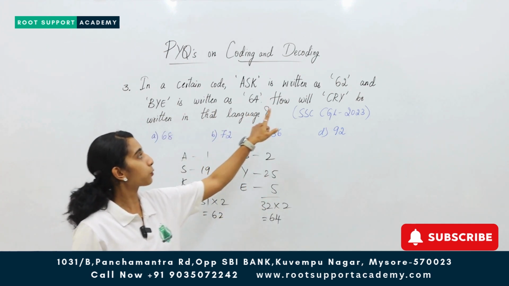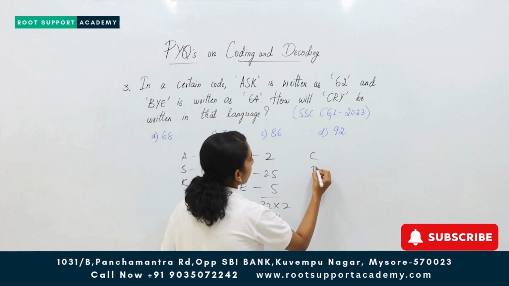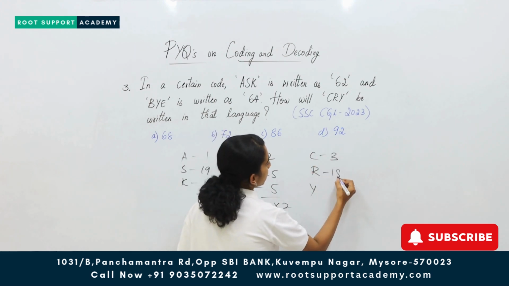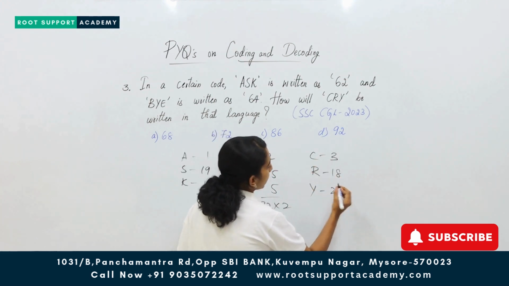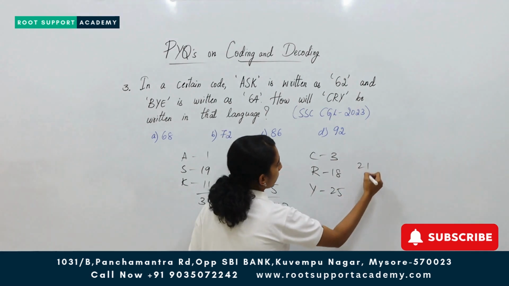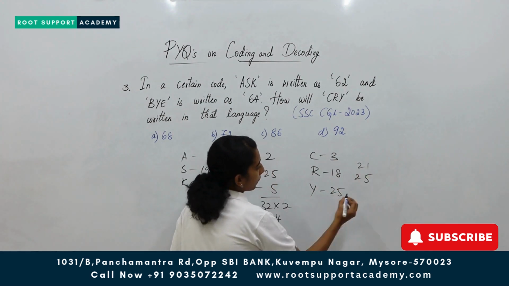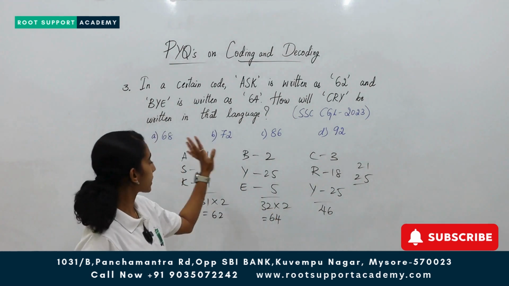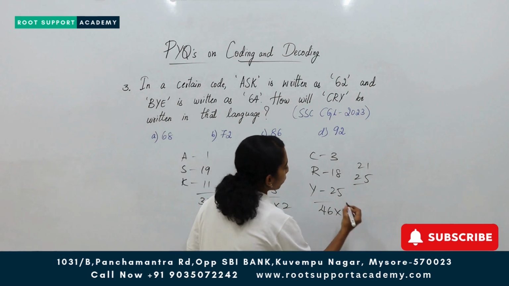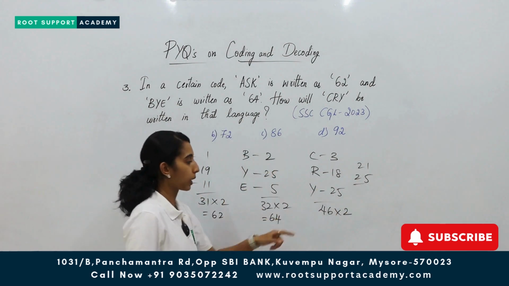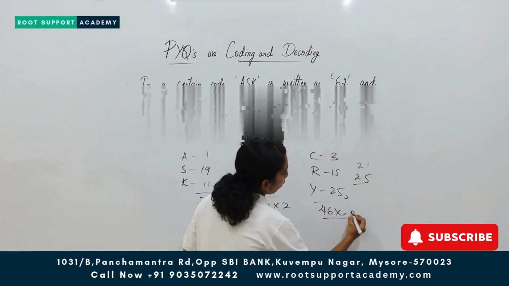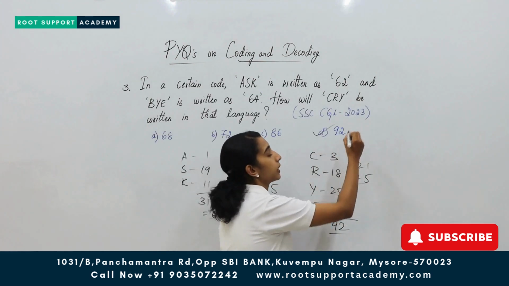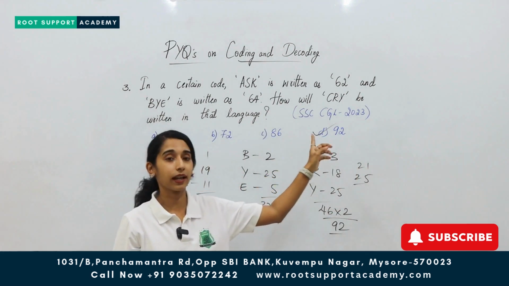Now in the same way, we have to find it for CRY. C, we know, is 3. R, we know, is 18. Y, we know, is 25. 18 plus 3 is 21, and then plus 25. So what do we get here? We get 46. But 46 is not in the options. Obviously, we have to multiply by 2, using the same method. When you multiply this, you get 92. And where is 92? Option D. So your correct answer is option D, 92.